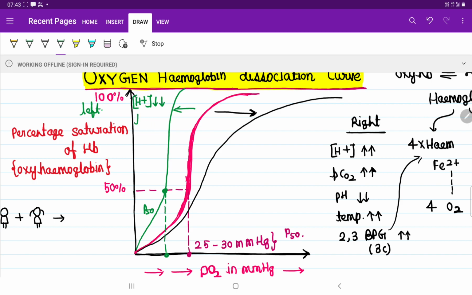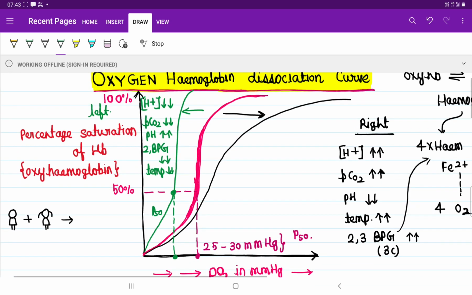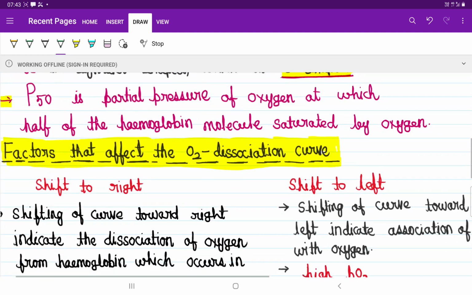Whenever partial pressure of carbon dioxide decreases, whenever pH increases, whenever 2,3 bisphosphoglyceric acid decreases, whenever temperature decreases, the curve shifts left side. They promote binding of hemoglobin with oxygen, right? This is what scientists observe during study of the oxygen hemoglobin dissociation curve.